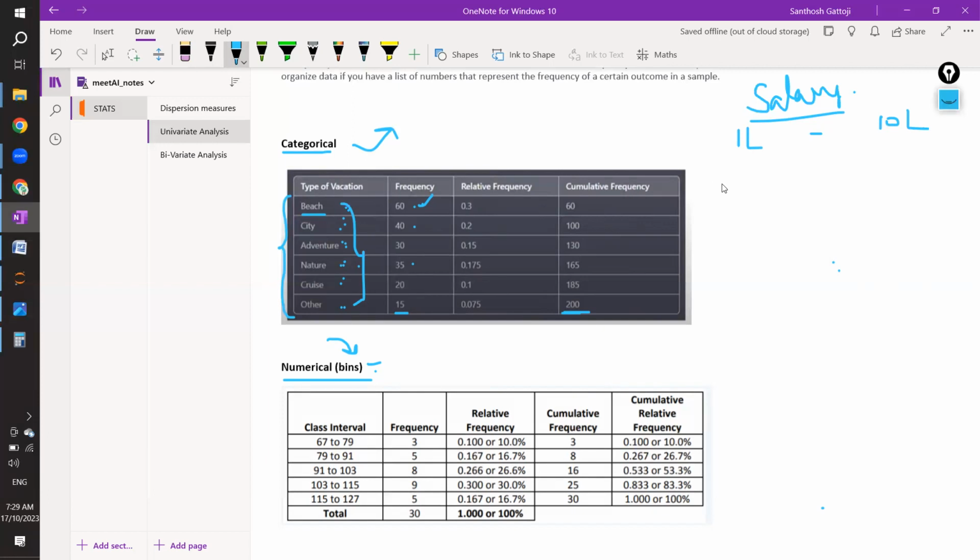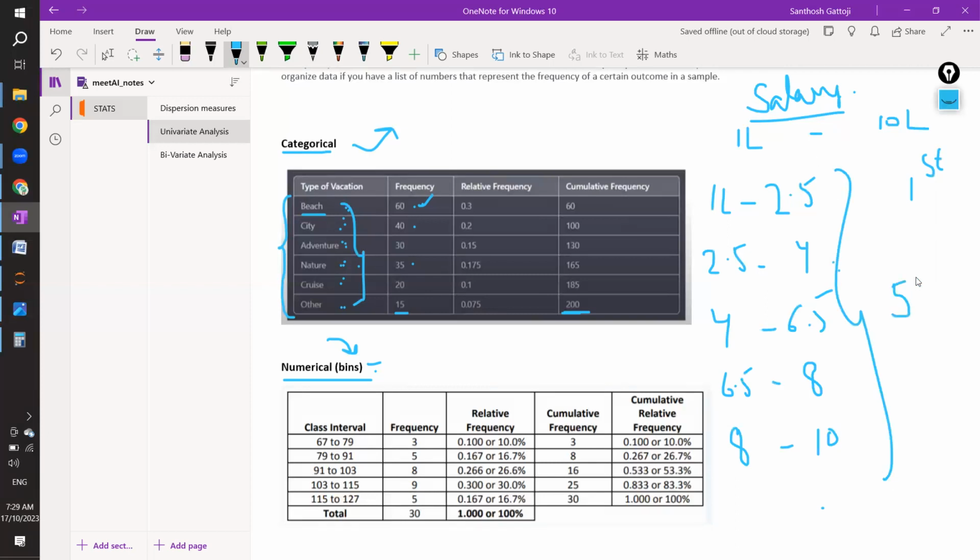So what we'll do is try with some bins. From 1 lakh to 2.5 lakh, I'll consider the first bin. 2.5 to 4. 4 to 6.5. 6.5 to 8. 8 to 10. So instead of considering infinite values, I'll just consider 5 bins. That's it.